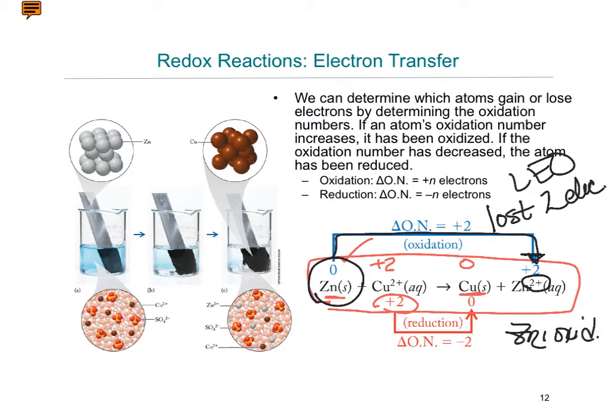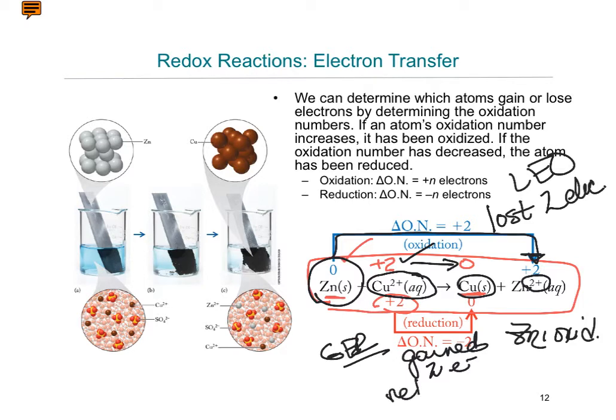And if something's oxidized, something else has to be reduced. So let's look at copper. It's gone from an oxidation number of +2 to an oxidation number of 0. So it has gained 2 electrons. It's gotten more negative or less positive, however you want to look at it. So GER, LEO says GER, gain electrons means reduced.